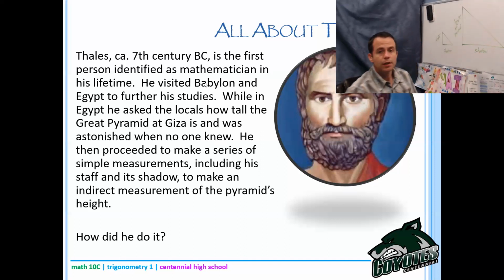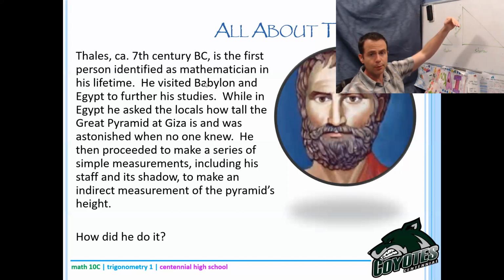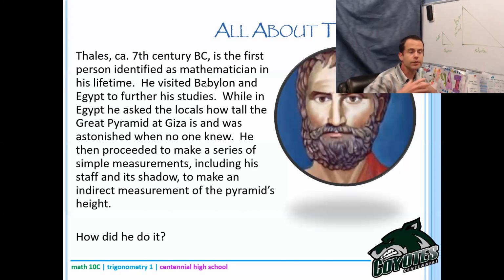how he did it was he set up a proportion based on what we would now call similar triangles, okay? These triangles have the same angle because they both have a right angle here, and this is at the same time of the day, so the sun's rays are hitting both of these objects the same way, okay? So that means these angles are the same and these angles are the same. And when we have similar triangles, the sides are in proportion to each other.